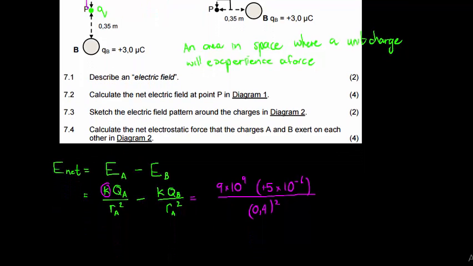Then for B, we're subtracting 9 times 10 to the power of positive 9 times the charge here, which is also positive, 3 times 10 to the power of negative 6 because it too is in microcoulombs, divided by the distance, which for this one is 0.35 squared. So what answer do we get?